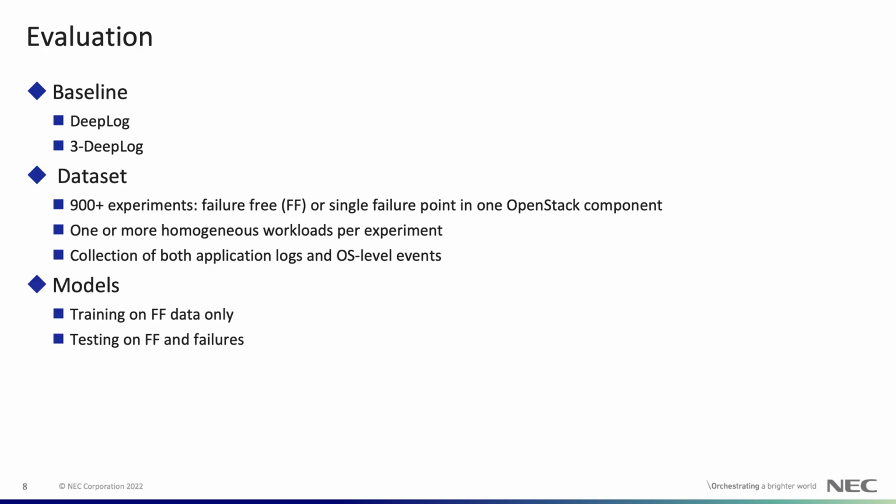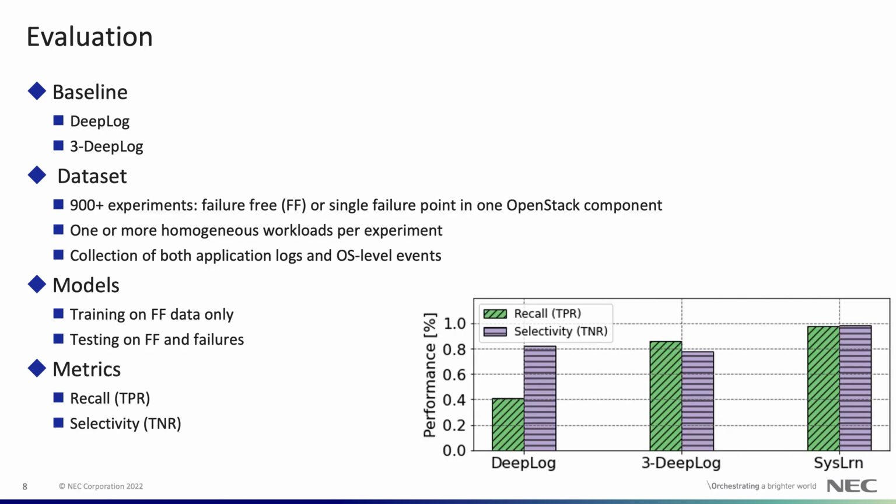Both systems have been trained considering only failure-free data. Indeed, both systems are unsupervised and build a model for normal behavior without assuming the availability of labeled anomalous data. Performance is evaluated using tenfold cross-validation. So the test set includes all the failure experiments and the failure-free data left out from the training fold. In terms of metrics, we considered recall and selectivity, which represent the true positive and true negative rate, respectively, and indicate the quota of normal or anomalous experiments correctly marked as normal or anomalous.